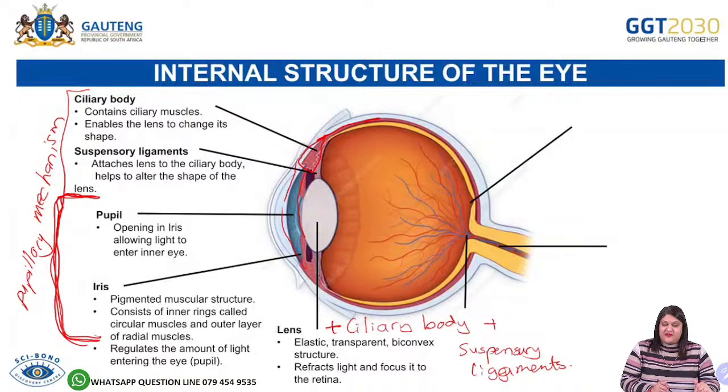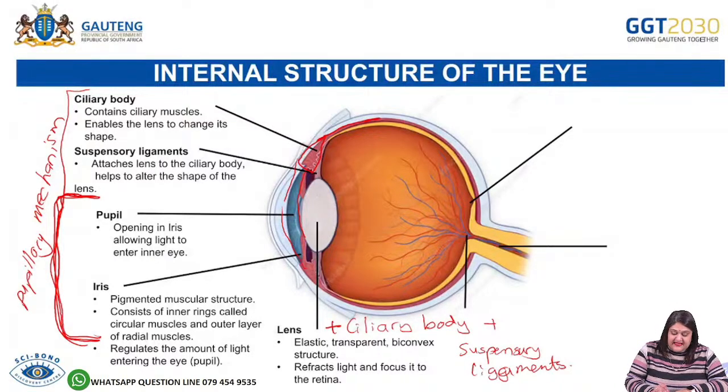But why I'm spending a lot of time on this, Grade 12s, is because if you don't understand where the lens is in the eye and what the function of the lens is in all of these different parts, you are not going to understand the pupillary mechanism, and you are not going to understand accommodation. So it's very important that you know how to label these diagrams and you know the functions.